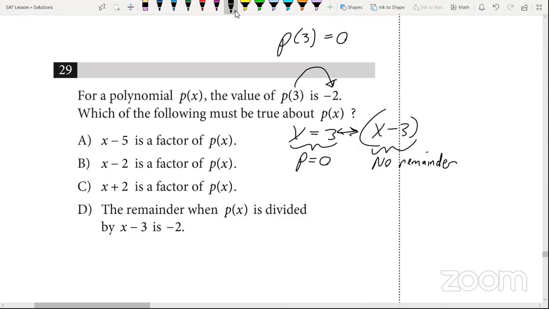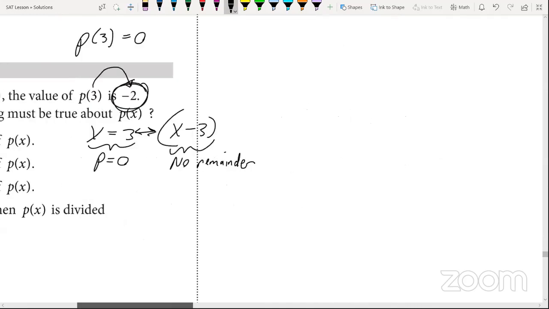Right? But if you divide by it and the value that comes out is -2, then that means your remainder is -2. So the answer to 29 is D, based on a very obscure rule that, to be honest, we haven't seen in any SAT except for test 1, section 4, question 29. So we'll move through this fairly quickly. Now we're going over to question 30.